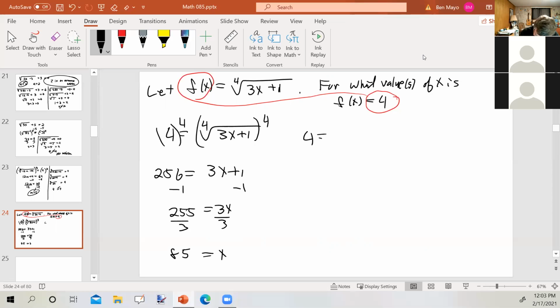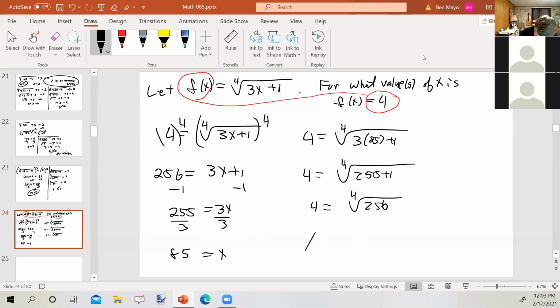So 4 equals the fourth root of 3 times 85 plus 1. 4 equals the fourth root of 255 plus 1. 4 equals the fourth root of 256. And the fourth root of 256 is 4. 4 equals 4. The answer checks.